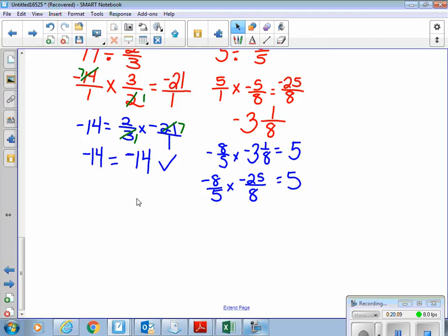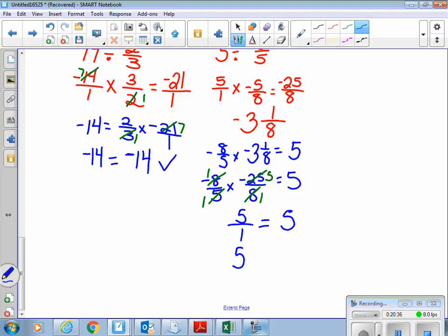I see lots of canceling that can occur. I've got 8 and 8, which when you have the same numbers diagonally, they always cancel out to 1 because they are divisible by themselves. And then 5 and 25 are both divisible by 5. 5 divided by 5 is 1, and 25 divided by 5 is 5. Now we can multiply across. We already said a negative times a negative is a positive, so we can go right to our numbers. 1 times 5 is 5, and 1 times 1 here is 1. I've got 5 over 1 equals 5, or simply 5 equals 5, so it checks out and it is correct.